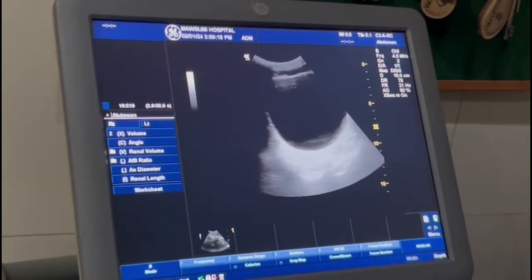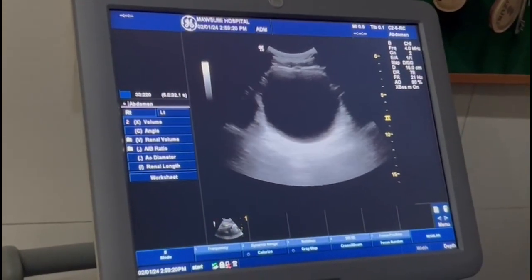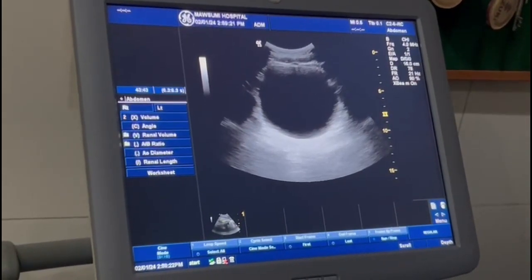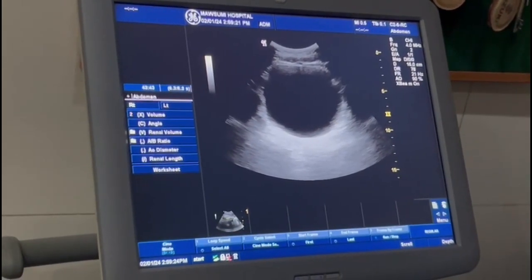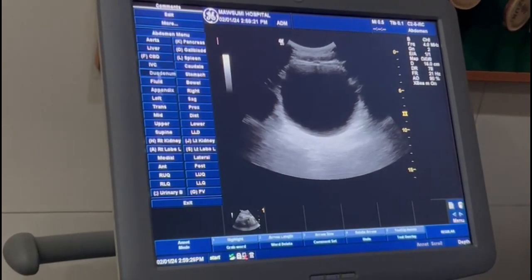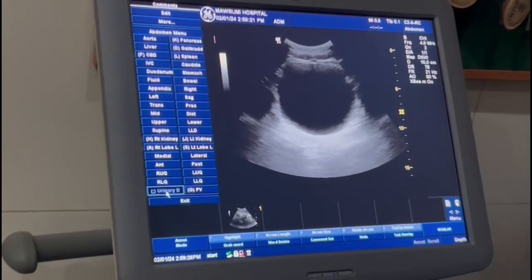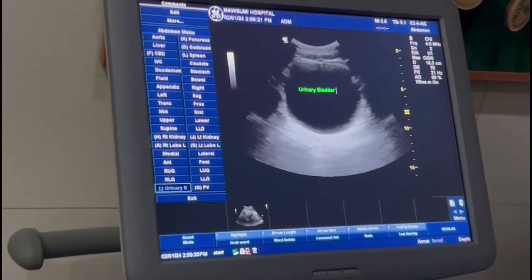Now we are looking at the urinary bladder, it is over distended. So the prostate cannot be seen properly due to over distension of the urinary bladder. It is fully distended.